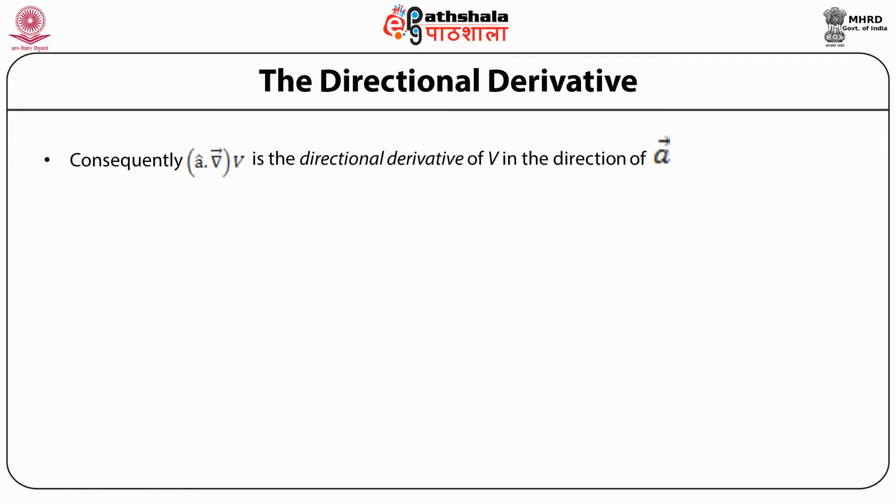Consequently, a cap dot del into v is the directional derivative of v in the direction of vector A. a cap dot del into v is equal to del v by del s, which is equal to Ax del v by del x plus Ay del v by del y plus Az del v by del z.